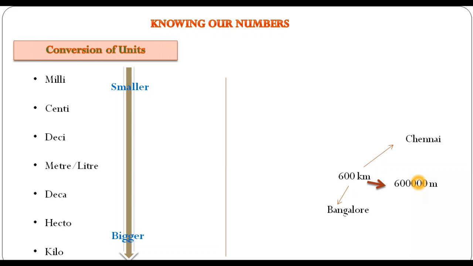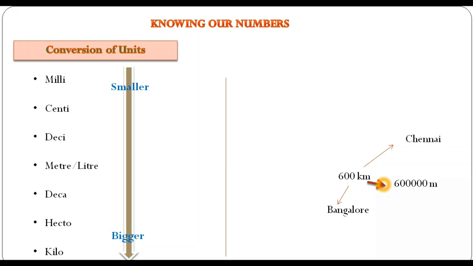Just that the number will become very, very huge. And it is very difficult to remember or to write such a big number. And that is why we make use of bigger units instead, so that the number remains small. Like here, the number is just 600, but the unit is kilometer, which is a bigger unit. So basically, we are defining the same quantity, but in a more convenient way.